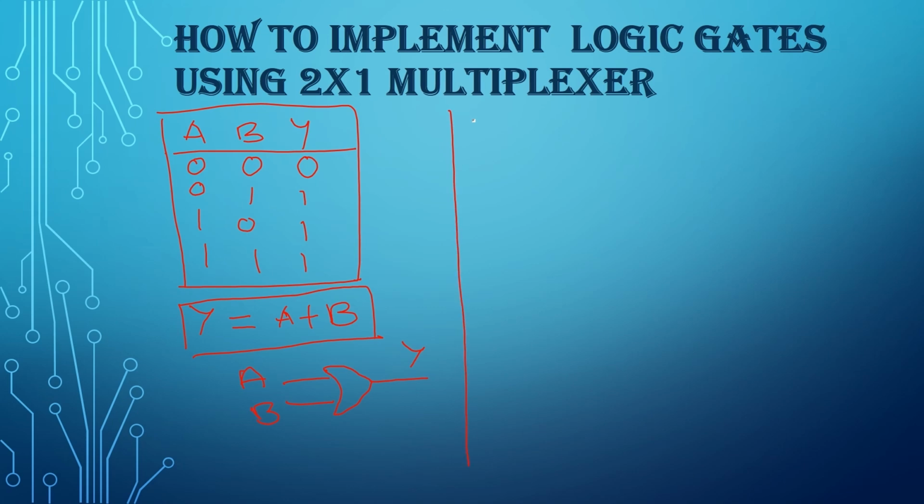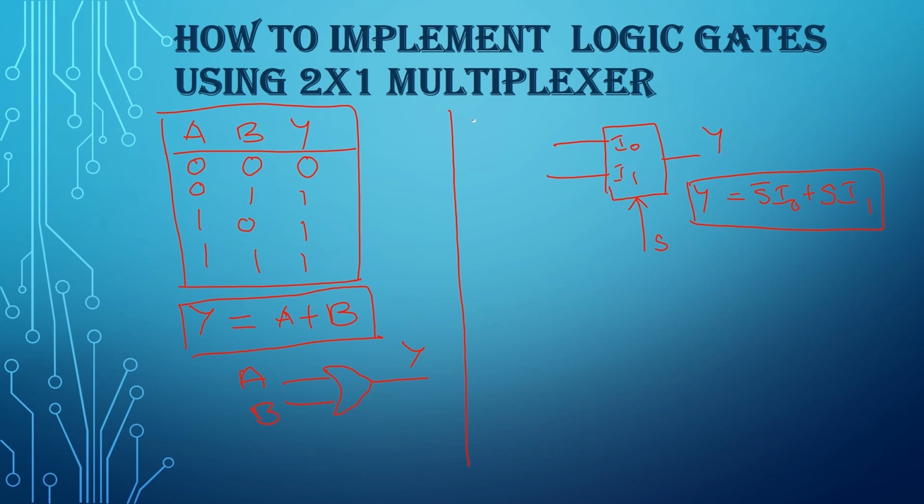Now let's draw the hardware circuit of a 2x1 multiplexer, and it has two inputs, I0, I1, one selection input, S, and the output Y. The logical expression of a 2x1 multiplexer is Y is equal to S bar into I0 plus S into I1. This is the logical expression.